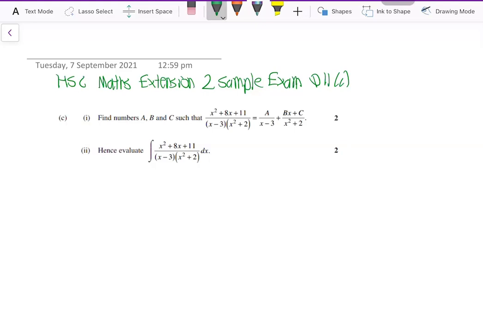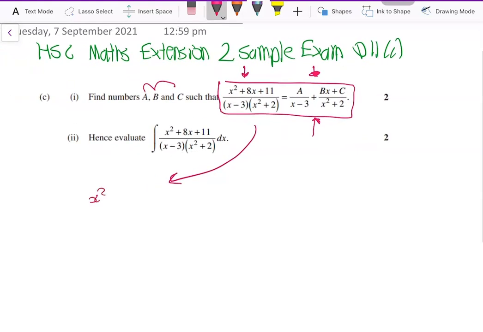Today I'll be solving a question from the HSC Maths Extension 2 sample exam paper, question 11C, where we have an integral involving partial fractions. The first part is to find numbers a, b, and c that satisfy this rational function decomposing into partial fractions. Okay, so for this one we can expand the right hand side.